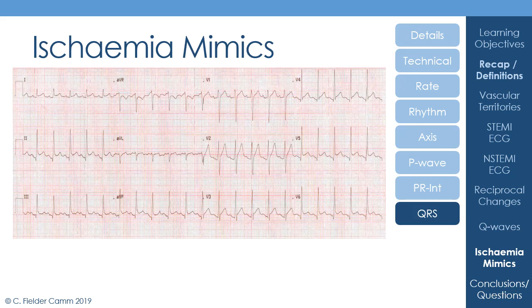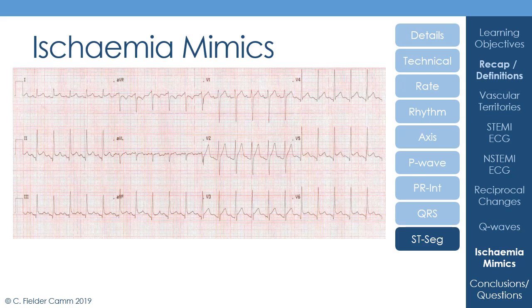QRS complexes appear to be narrow. They don't particularly appear to be very large. I mean, you're potentially getting towards LVH criteria with V1 and V6, but I think we're still at about 30 small squares, so we're probably just under it. That's something to bear in mind.